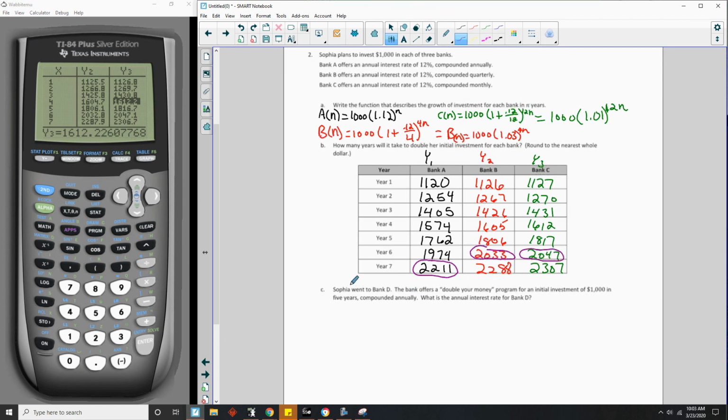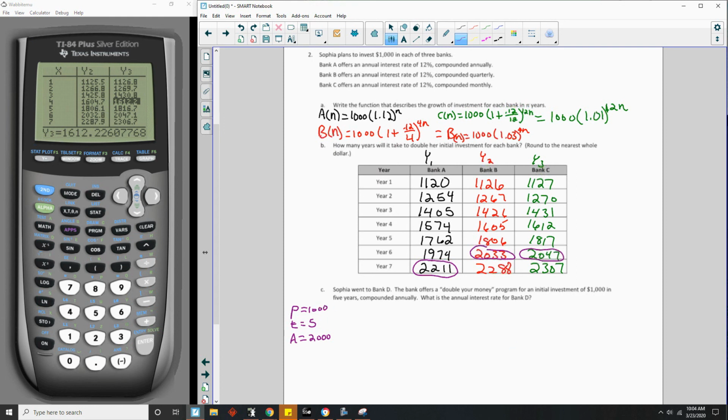Okay, part C. Sophia went to bank D. The bank offers double your money program for an initial investment of $1,000 in 5 years. So my T is time. And we want to end up with double the money. Double 1,000 is 2,000. So I know my A is 2,000, I know my time is 5, and I know my principal value investment is $1,000.